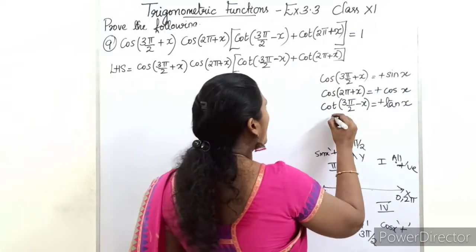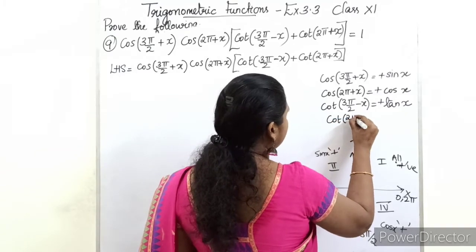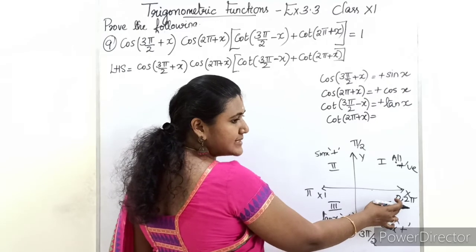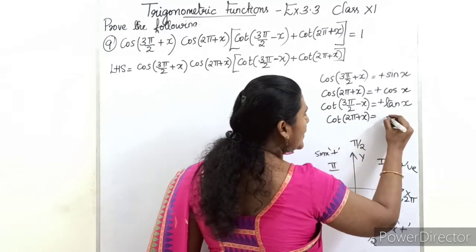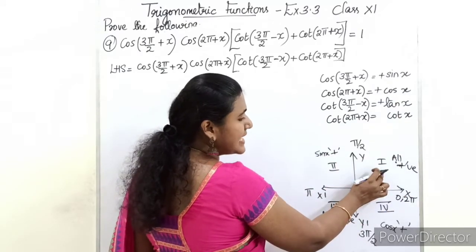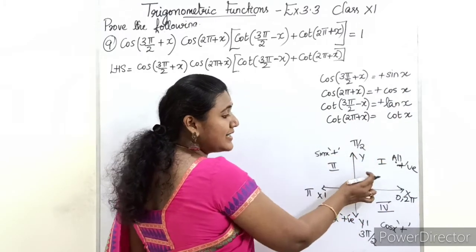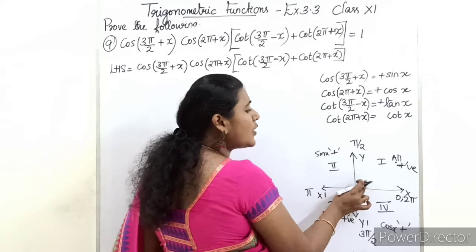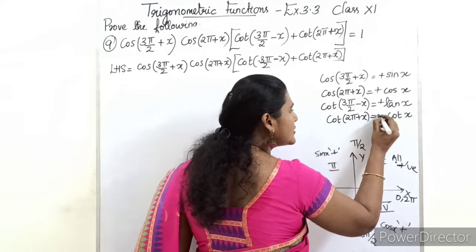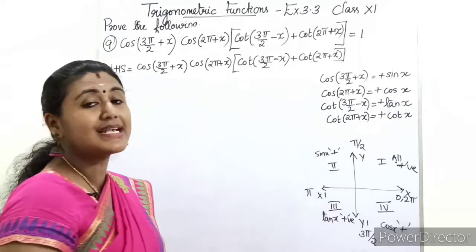Now we will see cot(2π + x). Now this 2π lies on the x-axis, that is, the trigonometric ratio will not change, so we can write it as cot x. And 2π + x means the angle is in the first quadrant. In the first quadrant all trigonometric ratios are positive, so cot is also positive, so we can write plus cot x.